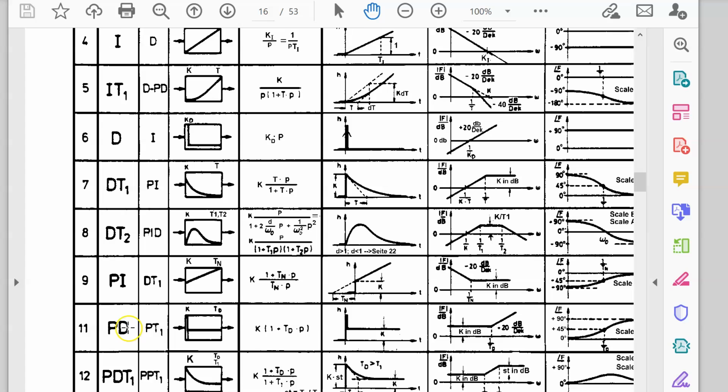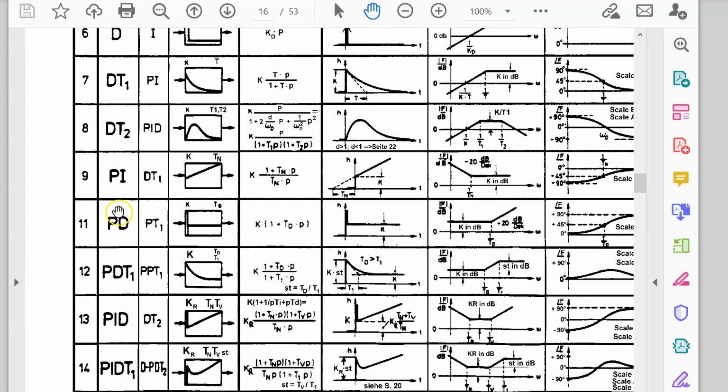So we look further, and we see there are blocks 11 to 14 with a D in the name. If you look at the phase, there are frequency parts with positive phase. So the question: can we use these blocks? Yes, we can, because the DC gain is not 0, it is larger than 0, so we have a control error which is not 100%, which is smaller. And the idea is, let's start with a PD or PDT1 controller.